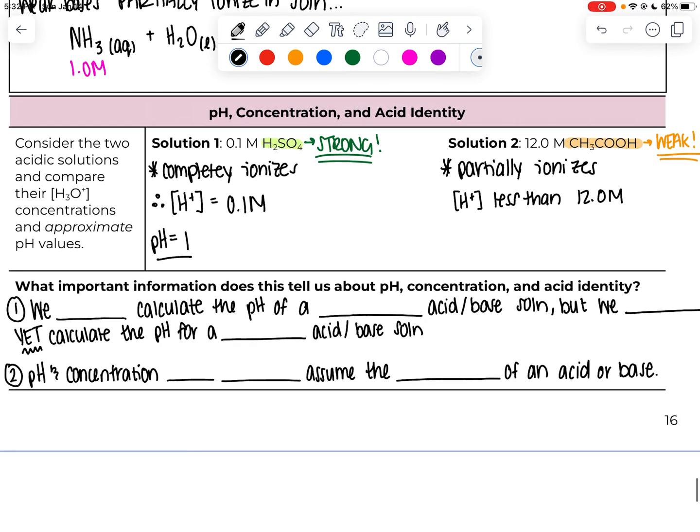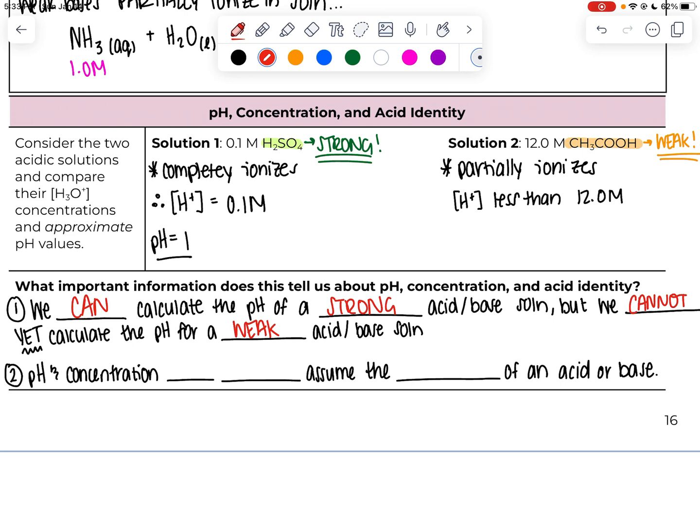Why am I telling you this? Because there's two things that are really important that you need to know. One, you can calculate the pH of a strong acid or base solution, but you cannot calculate the pH for a weak acid or base solution. So, strong acid or base, if you determine that's on your list, you can calculate pH for it. If it's weak, you cannot calculate pH for it yet. For those of you going into AP Chem, you will be able to. For those of you who are just taking SBCC, you don't even need to worry about it.